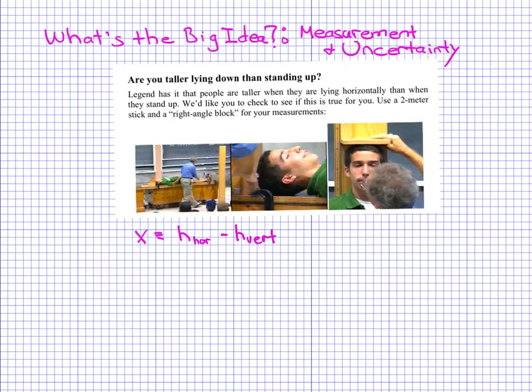Okay. And so if it's true that you're taller when you're lying down, you would expect x to be a positive quantity. And suppose you do this measurement and you find that the value of x that you record, this is an experimental measurement, is 0.5 centimeters. And the question is, have you proven my grandmother's wisdom? Have you proven that you're taller when you're lying horizontally than when you're vertical?